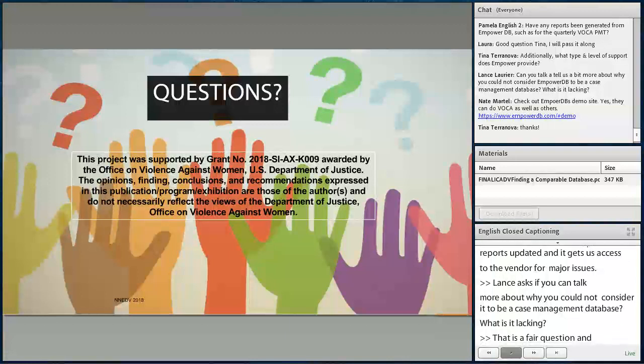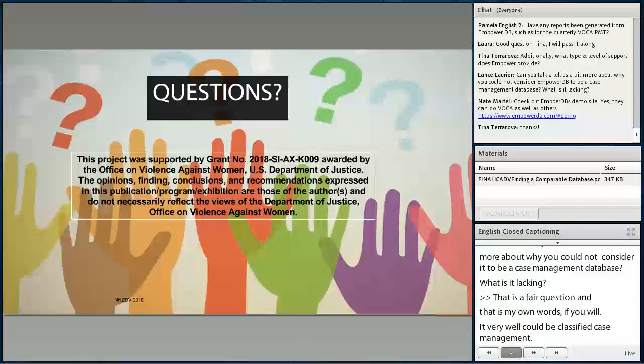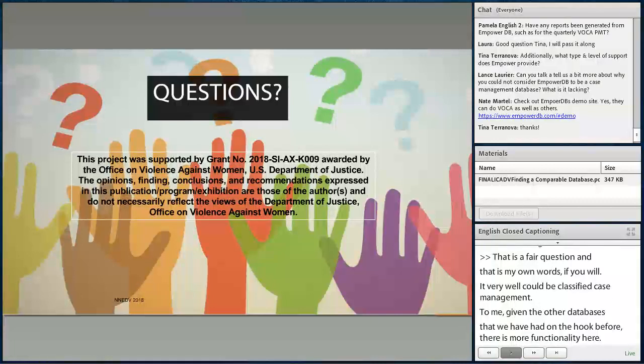To me, given the other databases that we've had on the hook, if you will, before, there's more functionality here as opposed to a lot of extra bells and whistles. I don't mean to downplay that. The extra bells and whistles are easily added back on, but what we were looking for and what we got was a straight, what I call a reporting database. So these are my words, not necessarily a vendor or anybody else's words for that matter. Just a way of classifying it.